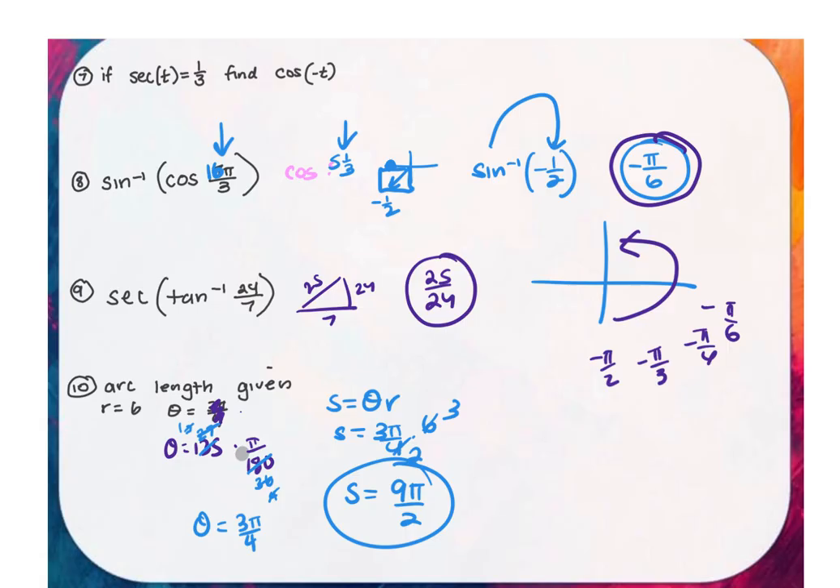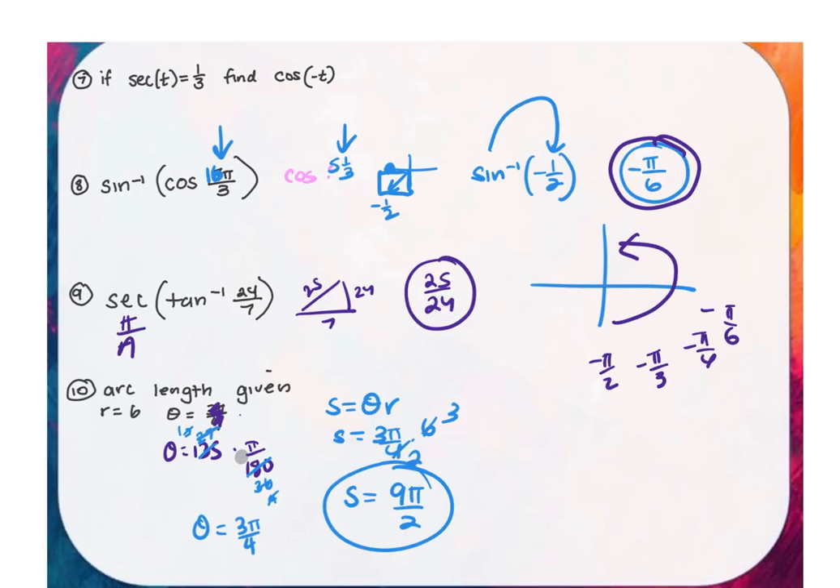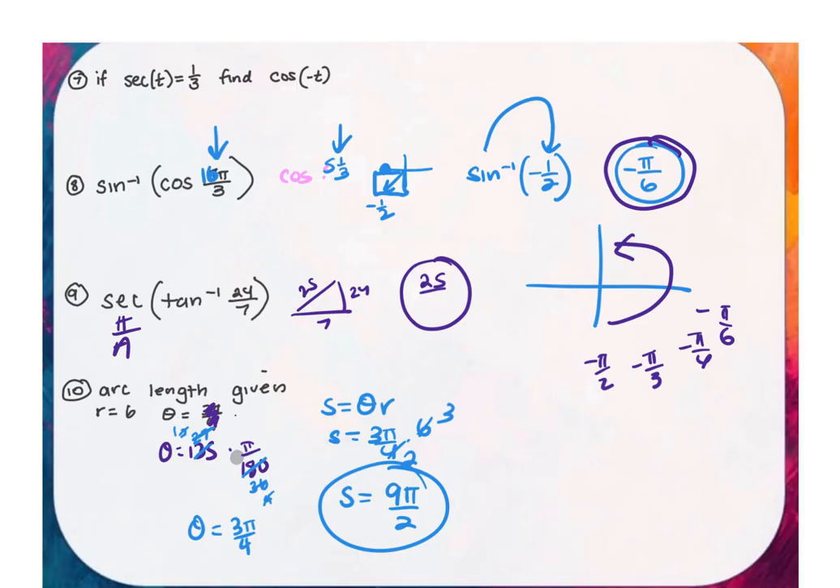For 9, this is not a unit circle-based fraction, so we set up a triangle. Tan is opposite over adjacent, so I made the opposite side 24, the adjacent side 7. This is a triple, 7, 24, 25, so I knew the hypotenuse was 25. And then the secant is the reciprocal of cosine, so this would be hypotenuse over adjacent. So this should be 25 over 7, okay?